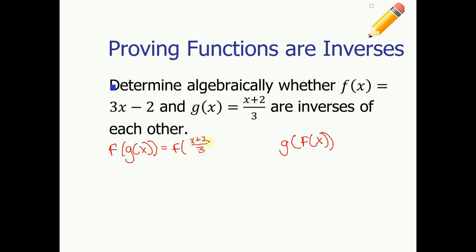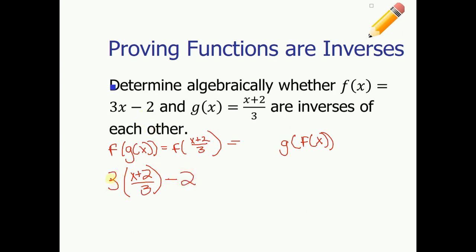You're probably like, oh, Marsh, that looks scary. It'll be alright, don't worry about it. Into f, where we see an x, we're going to put this instead. So 3, I see x. Let's go ahead and write it out: x plus 2 over 3, and then minus 2, because we've got to finish off f. Let's see if this simplifies.